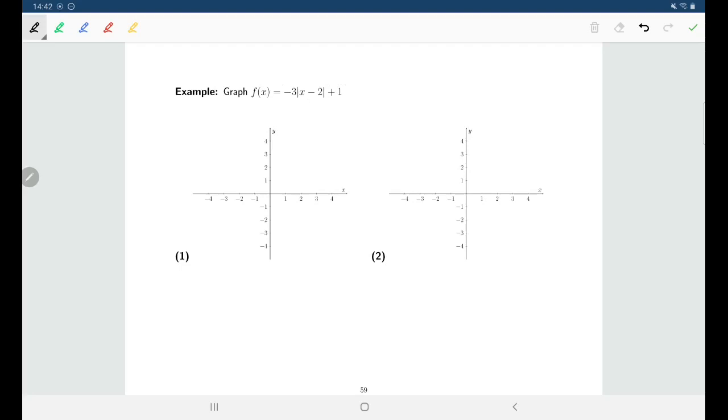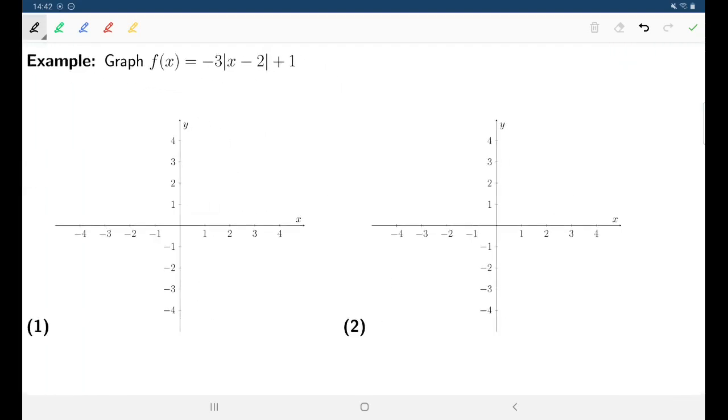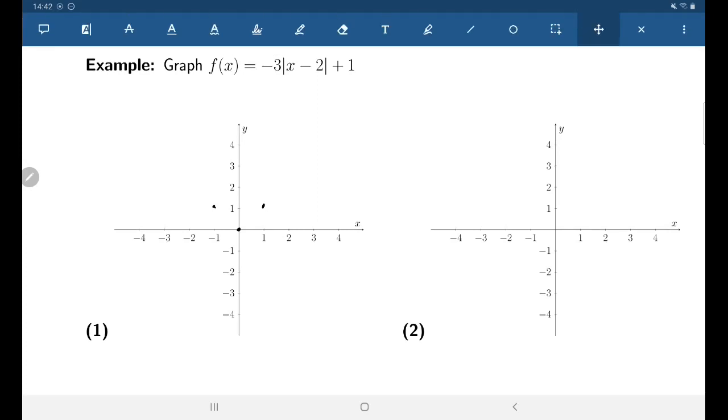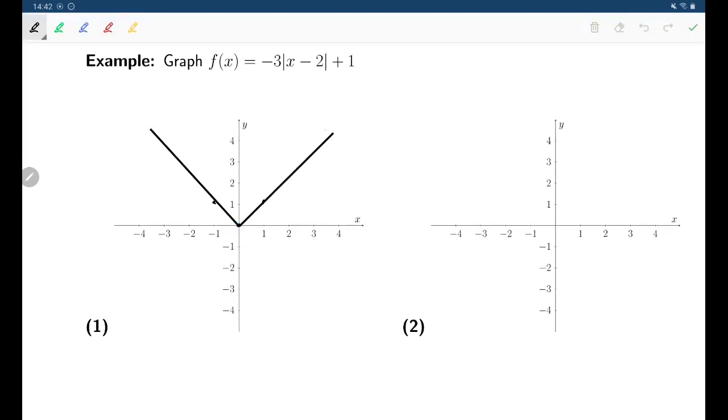The first one being just the basic shape, y equals absolute value of x. And we know our points for y equals absolute value of x: (0, 0), (1, 1), (negative 1, 1). And now let's just label that.